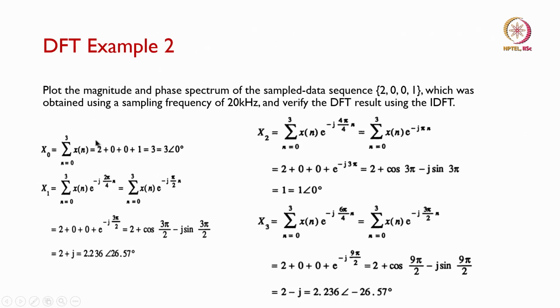So, e power minus j 0 will be 1. So, it is x of n, which is nothing but 2 plus 0 plus 1, which is equal to 3. The magnitude is 3, and it is at an angle of 0 degrees.